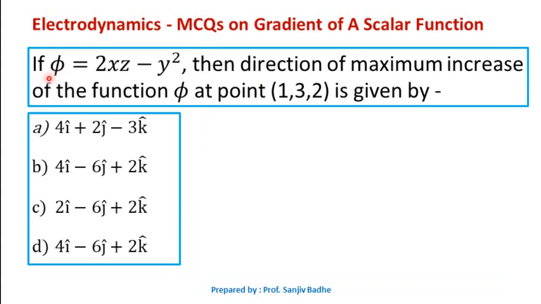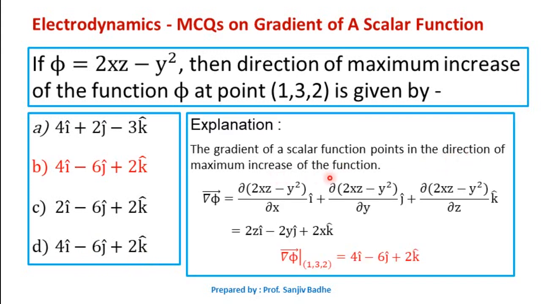Let us move on to the next question. If phi is equal to 2xz minus y square, then direction of maximum increase of the function phi at point (1, 3, 2) is given by, options are: A, 4i cap plus 2j cap minus 3k cap; option B is 4i cap minus 6j cap plus 2k cap; option C is 2i cap minus 6j cap plus 2k cap; and option D is 4i cap minus 6j cap plus 2k cap.